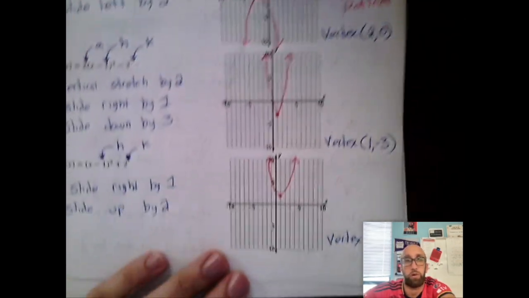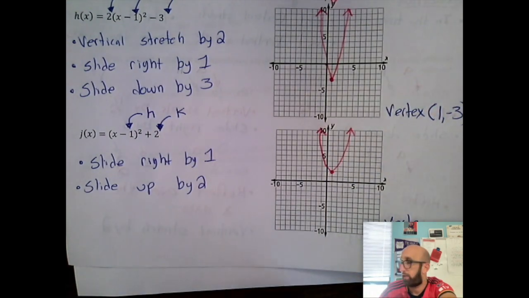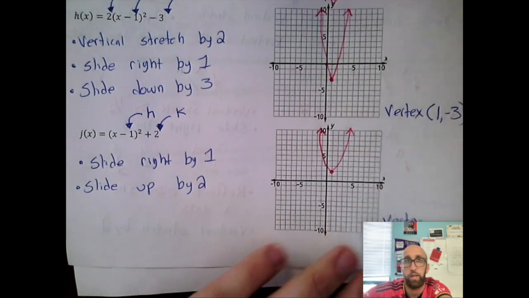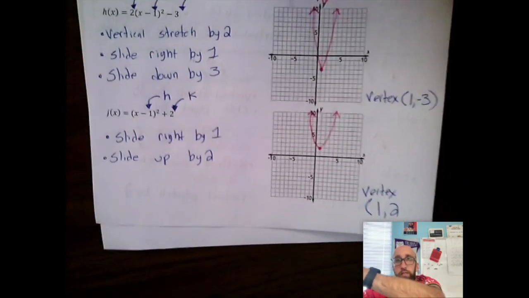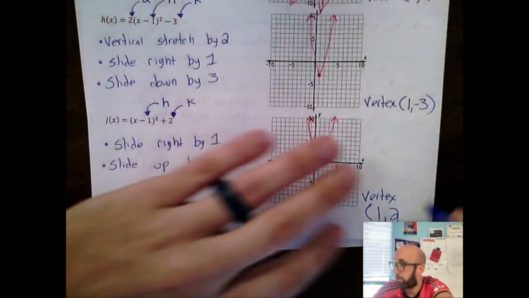And the last one, the vertex is at, my face is kind of blocking it. That is at over 1, up 2. So I'm writing 1, 2 there. Let's see if we can zoom it out. There we go. 1, 2.